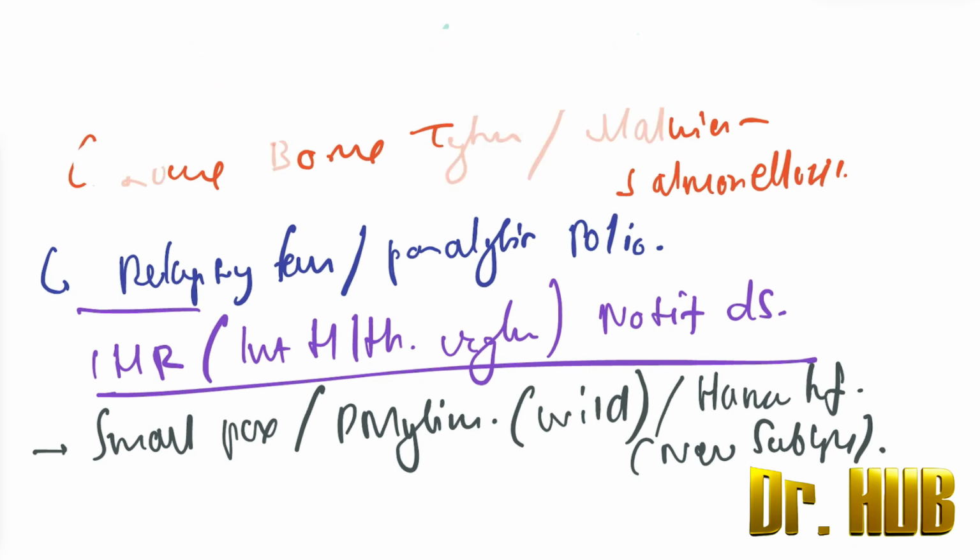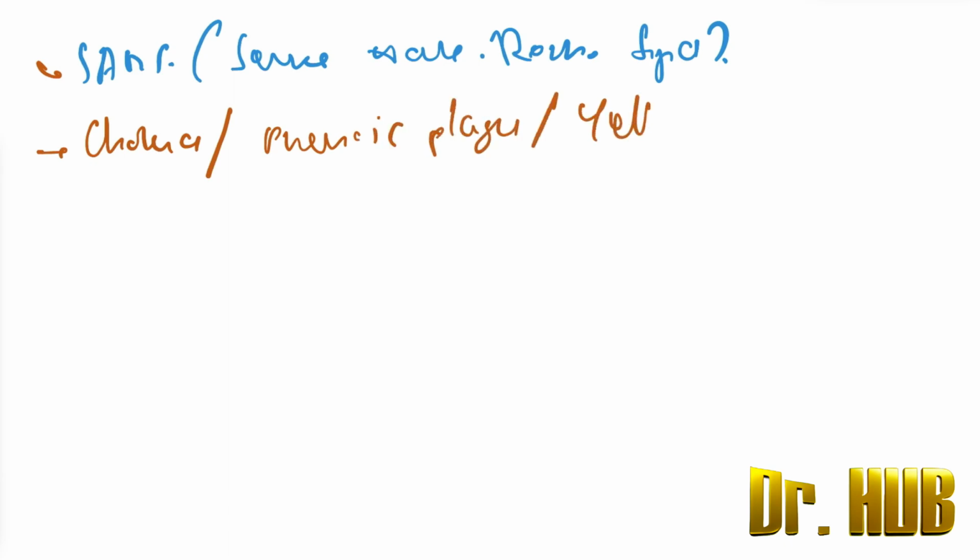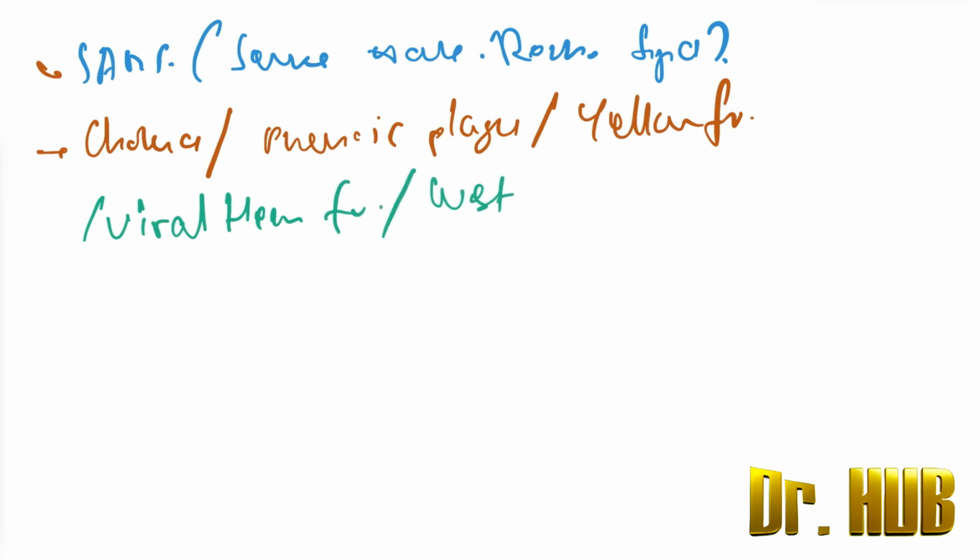Then we are going to look at SARS. SARS is nothing but severe acute respiratory syndrome. And next, it also includes cholera, the pneumonic plague, the yellow fever. That also includes viral hemorrhagic fever and the West Nile fever.